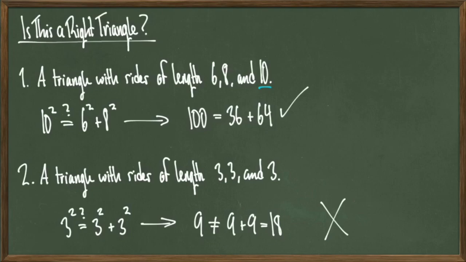It actually turns out that no equilateral triangle, and by extension, no acute triangle, obeys the rules of the Pythagorean theorem. It's a theorem that only works for right triangles. And acute triangles only have angles less than 90 degrees.